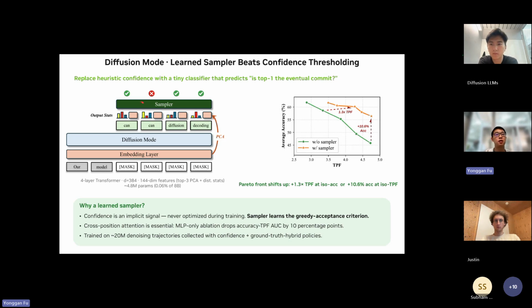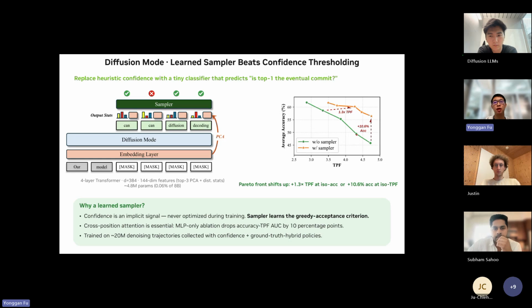Using this very simple scheme, the sampler can achieve very decent performance. For example, if we look at the accuracy and TPF, meaning decoded tokens per forward, the green curve is confidence-based sampling, and the orange curve is the sampling with the sampler. It can achieve a much better accuracy-TPF trade-off, especially under some aggressive parallel decoding scenarios like here. If you do very aggressive decoding, confidence-based sampling will drop significantly, but the sampler can much better maintain the accuracy.